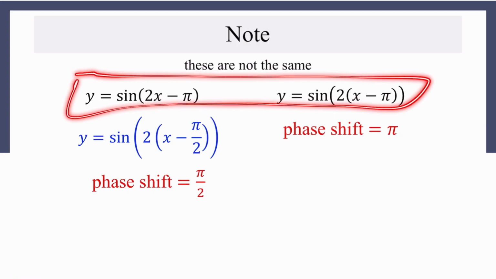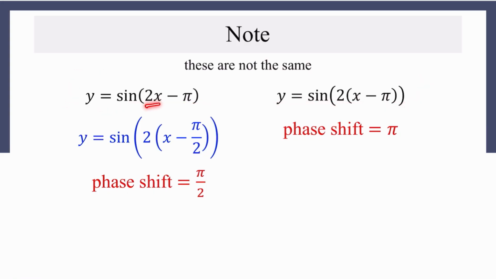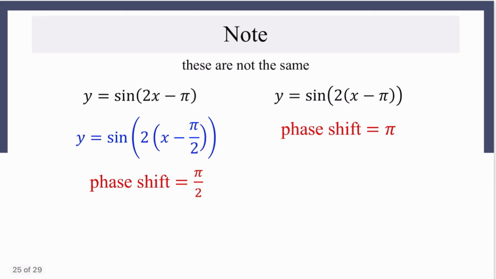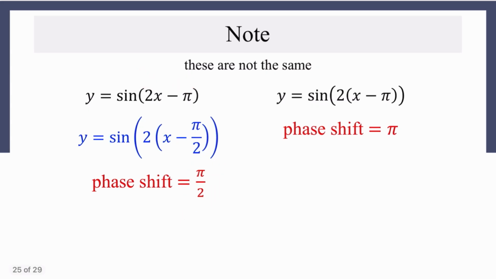So these two equations are not the same. This is 2x minus pi, and this is 2 times x minus pi. So when it's written this way with the extra grouping parentheses, then your phase shift is just going to be pi. But if it were written this way, you would have to factor out the 2 in order to identify the phase shift, which is just going to be pi over 2. Or like I said, you can just do c divided by b to get your phase shift.